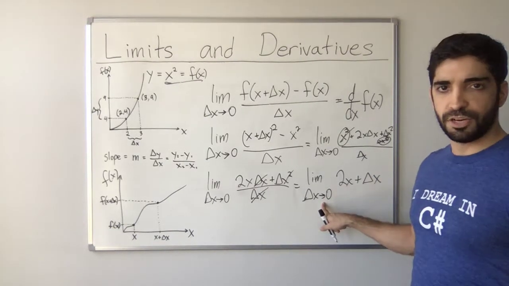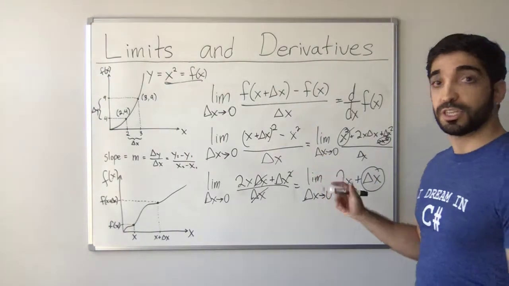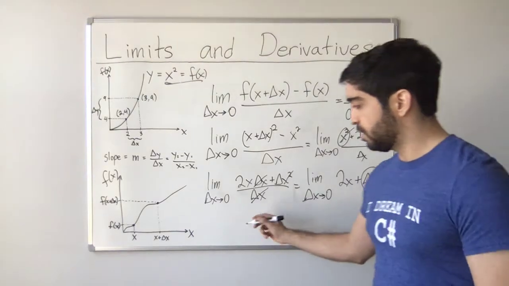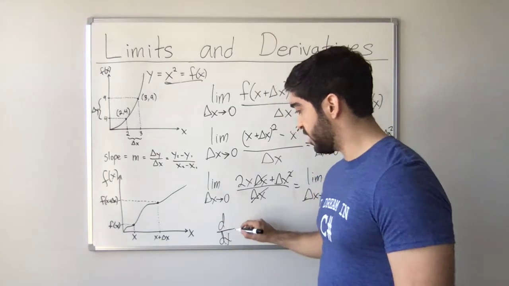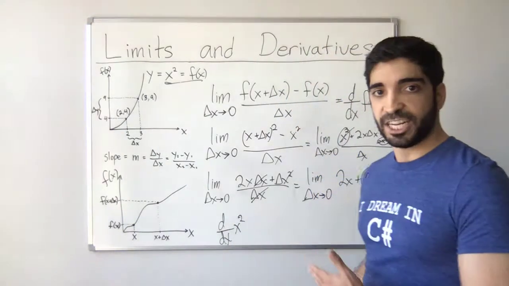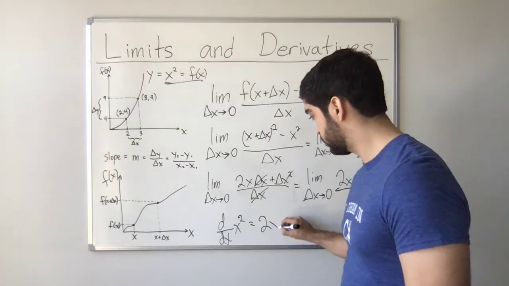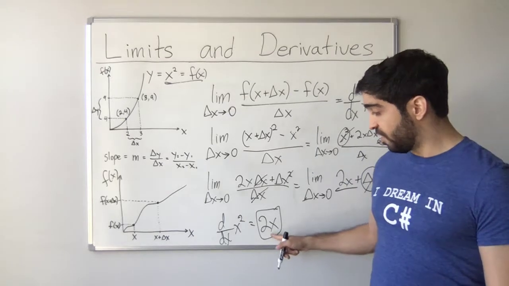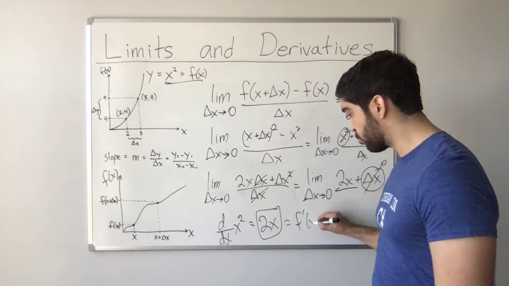So what's happening here? Delta x is going to 0. So what's happening to this quantity? It's getting smaller and smaller and smaller. It's approaching 0. So this becomes 0 here. So we have that the derivative with respect to x of our function x squared equals 2x. And look, this is a function of x. This is what we also call f prime of x.